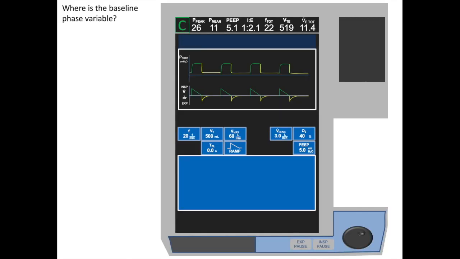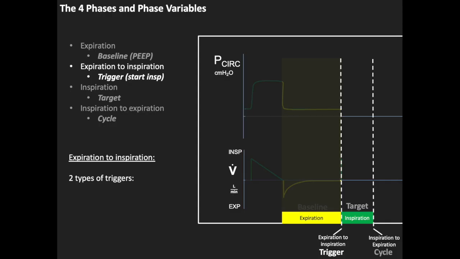On the interface here, the baseline phase variable is selected here, where you set the PEEP. So setting PEEP is setting your baseline pressure, and you can see the actual output baseline phase variable up here. So we set it to 5.0; machines aren't perfect, so it came out to 5.1. And then on the graph of the pressure and time curve, you can see that the baseline PEEP is this dotted line here.